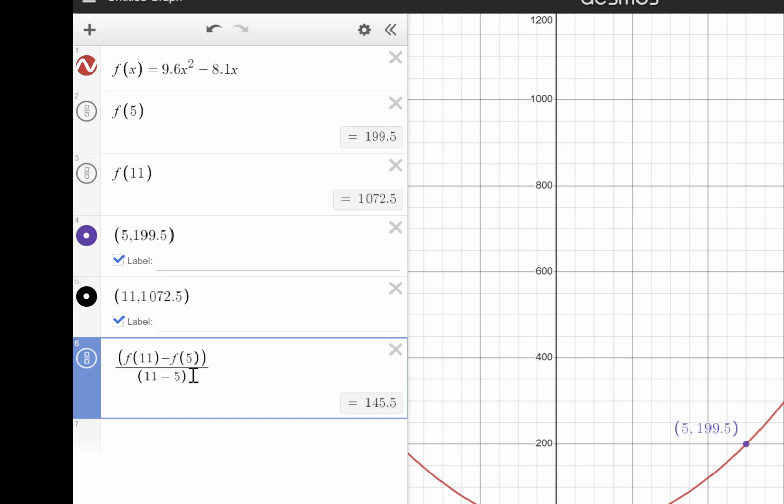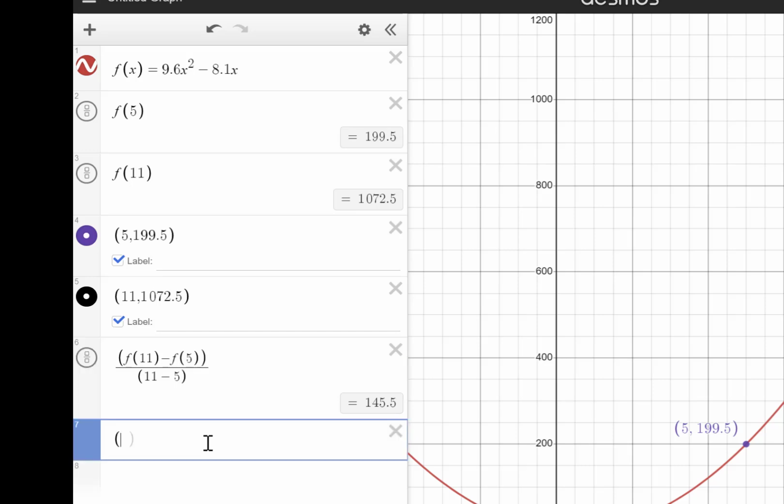We get a slope of 145.5. So I could do 1072.5 minus 199.5 in parentheses divided by 11 minus 5. And we see we get the same result. So you could type them in either way, and we see that the slope of the secant line is 145.5.